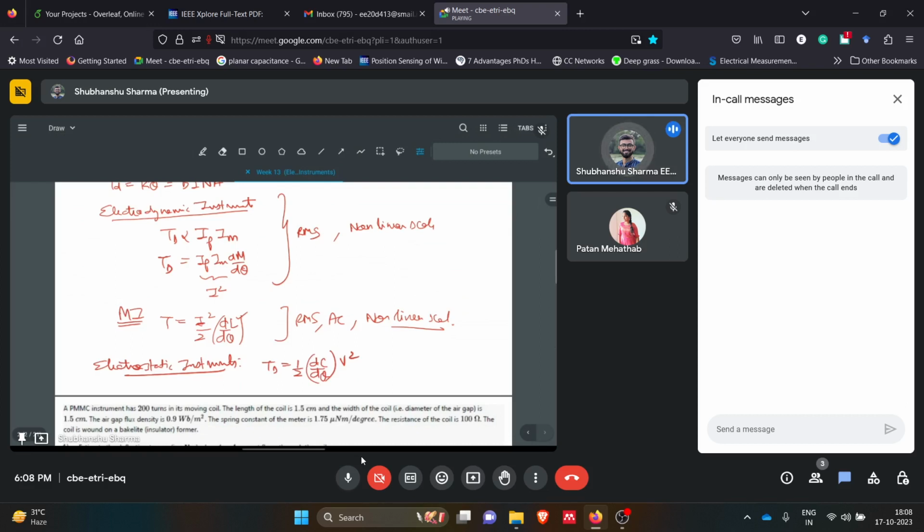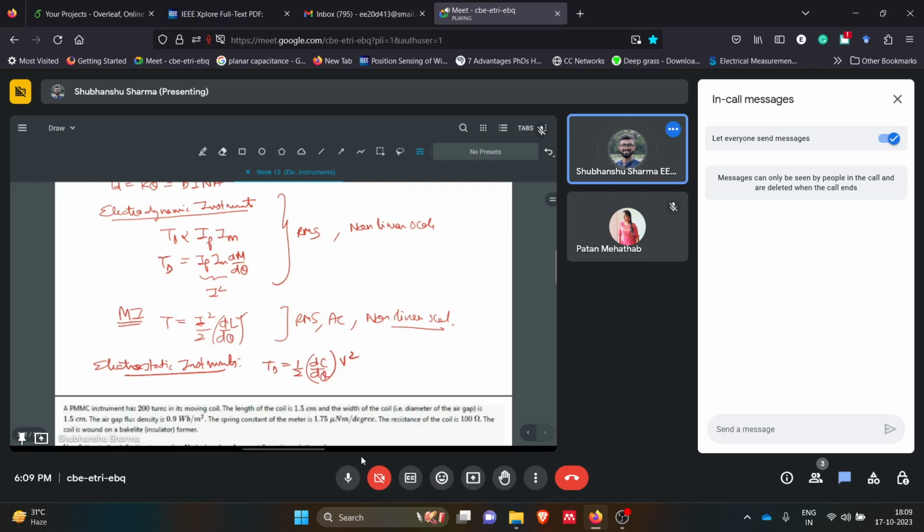Then we talked about the dynamics, the equations of the moving system: the differential equation of the damping torque, controlling torque, and deflection torque, how the differential equation looks, how we can relate it to the resistance of the coil, and when overdamping, critical damping, and underdamping conditions happen. So that also we discussed. Then we talk about ballistic galvanometer.